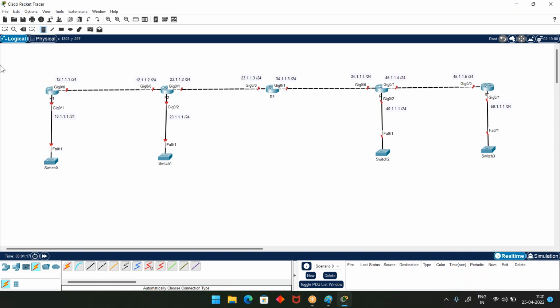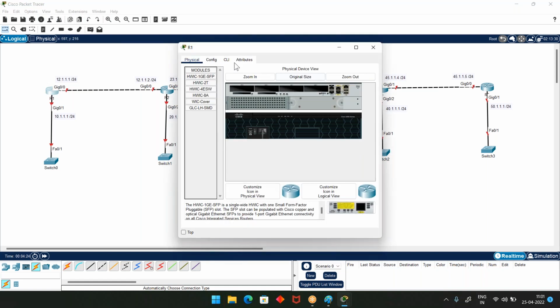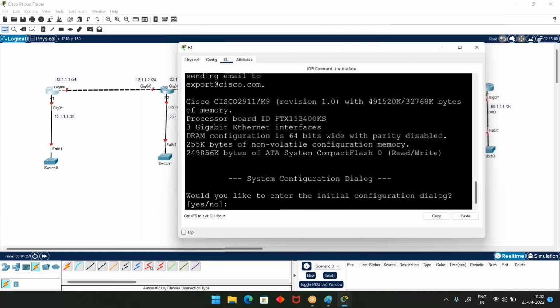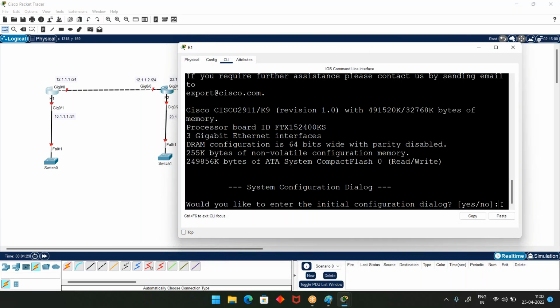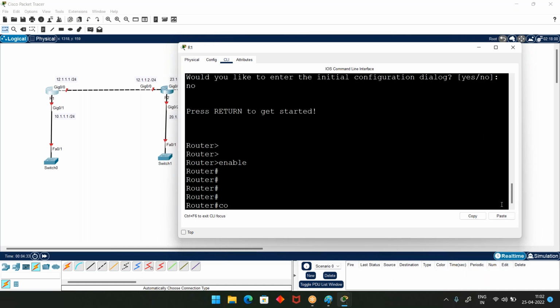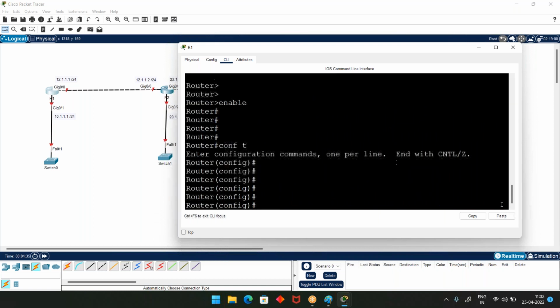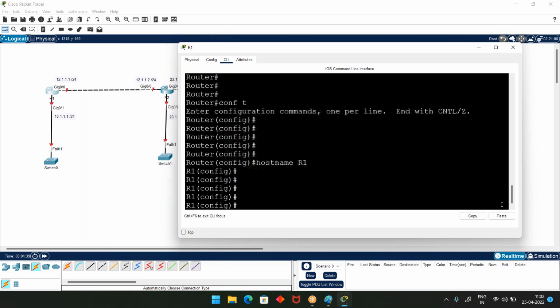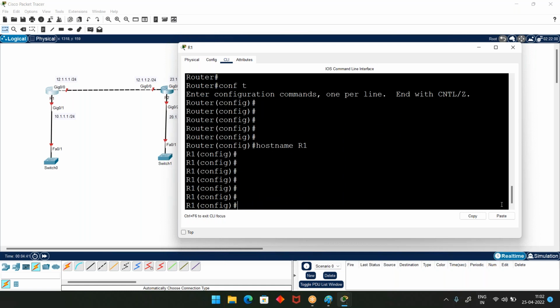Okay, let's configure the IPs in each and every device now. Let's go to the R1 router first of all. Say no here. Enable, configure terminal. Hostname R1 router. I can change the device name as R1 router.